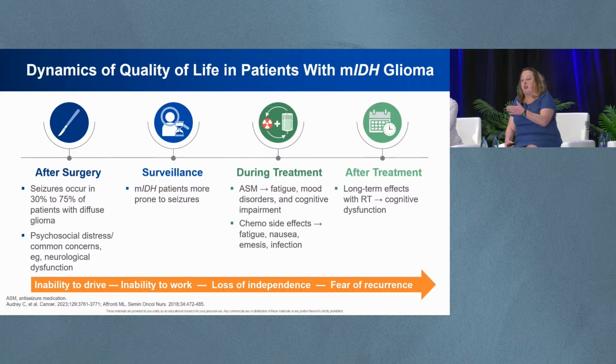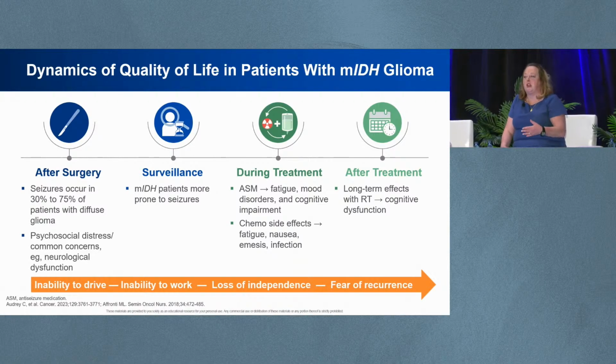So during the whole surveillance period, we want to treat our patients that are having seizures, because we know from really nice work that has been done in the past that patients with mutant IDH glioma are more prone to having seizures. But unfortunately, anti-seizure medicines have a whole host of side effects, including fatigue, mood disorders, cognitive impairment. And we also have to think, if we did have to give chemo to our patients, I've already mentioned before what those side effects could be. And then there's also the long-term consequences of radiation therapy, which would be cognitive dysfunction.